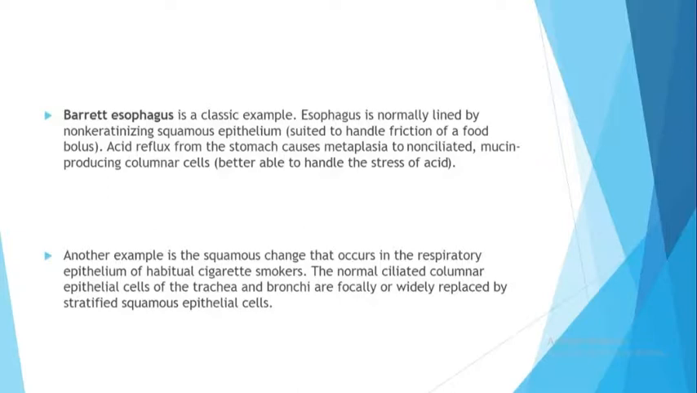Another classic example is the squamous change that occurs in the respiratory epithelium of habitual cigarette smokers. The trachea and bronchi are lined by ciliated columnar epithelial cells. However, these cells cannot handle the stress that is caused by the chemicals that are present in tobacco. So metaplasia occurs, and these cells transform from ciliated columnar epithelial cells into stratified squamous epithelial cells, and the stratified squamous epithelial cells can withstand the chemicals that are present in tobacco.